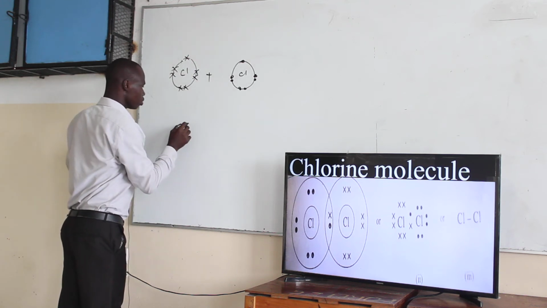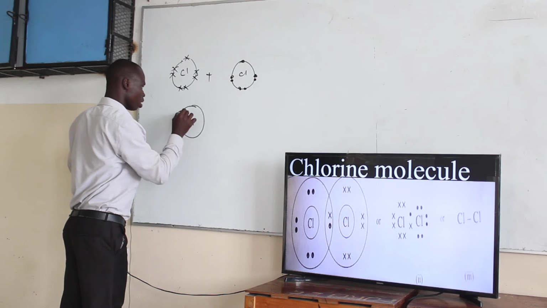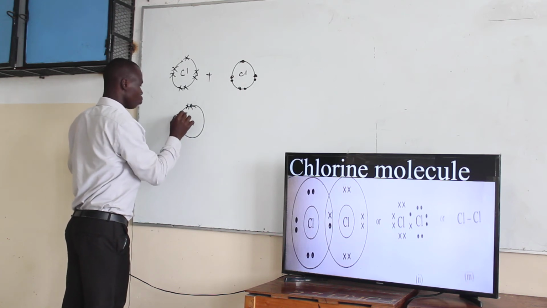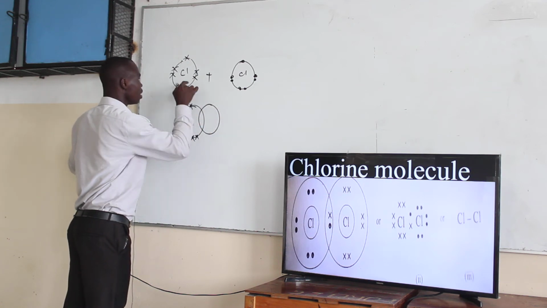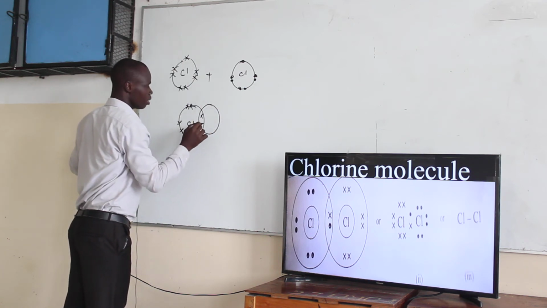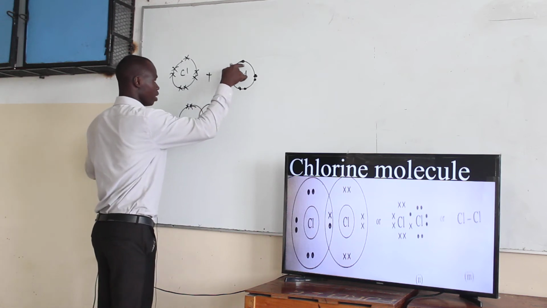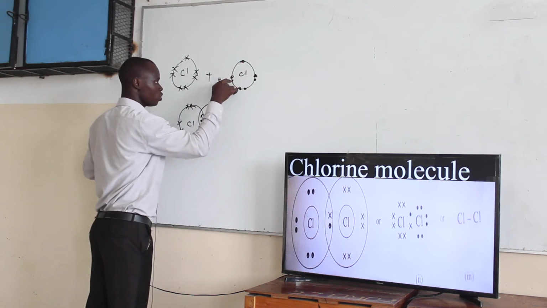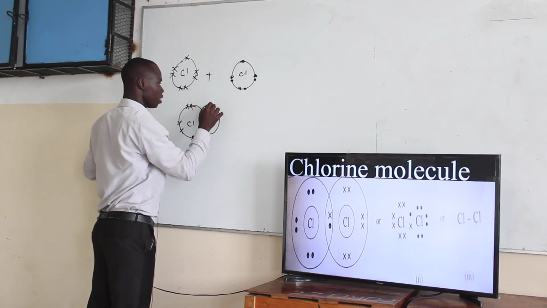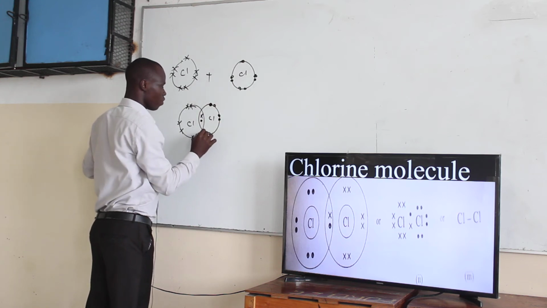What am I talking about? Chlorine here. 1, 2, 3, 4, 5, 6. Then the one to be shared is going to come here. Then this one is also to be shared, and comes here. Then we are going to make 1, 2, 3, 4, 5, 6 on each.